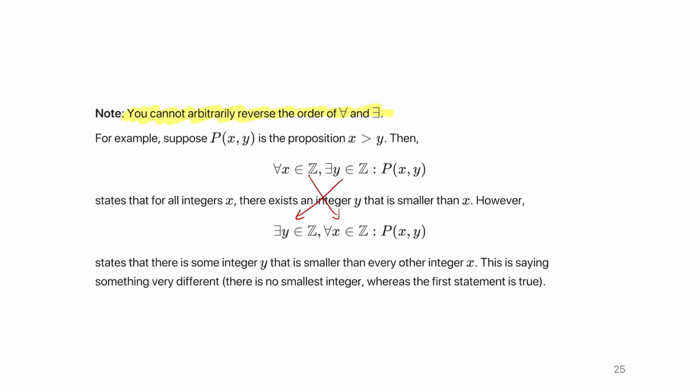Is that clear? Is everyone okay with what the first statement says versus what the second statement says? The first says, for any natural number, for any integer, I can always find one that's smaller. The second one says that there is a smallest integer, which is just not true. Any questions with this? So you cannot arbitrarily reverse the order of these symbols. Sounds good?